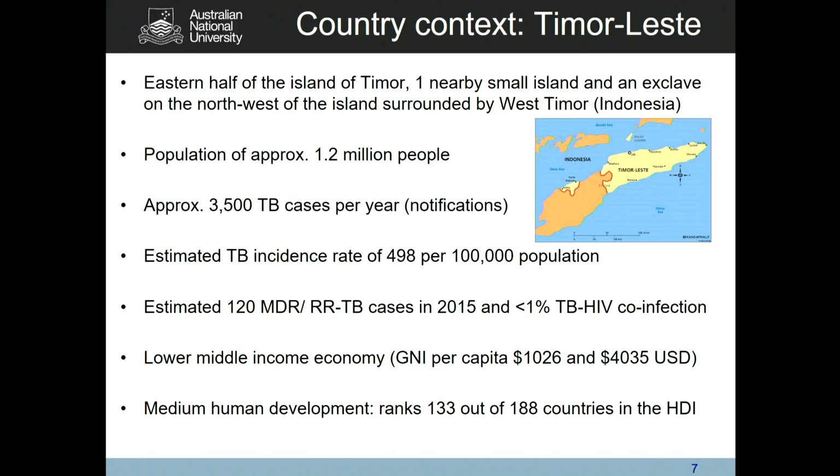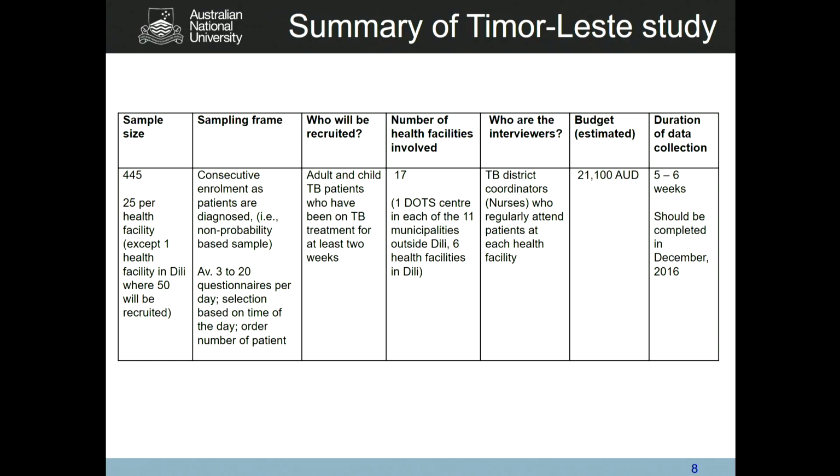It has a slightly bigger population, 1.2 million people, and a lot more TB. So it has about 3,500 TB cases notified per year, and a very high TB incidence rate, close to 500 per 100,000 population. Unlike Solomon Islands, they do have a problem with drug-resistant TB and low rates of TB-HIV co-infection. Similar to Solomon Islands, they are a lower middle income economy and slightly higher on the Human Development Index, and they're ranked as a medium human development country. So that's just briefly the country context.